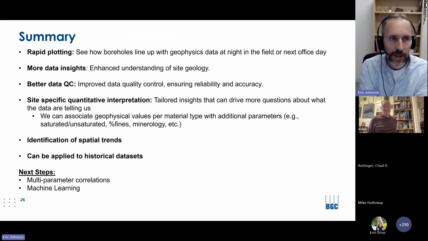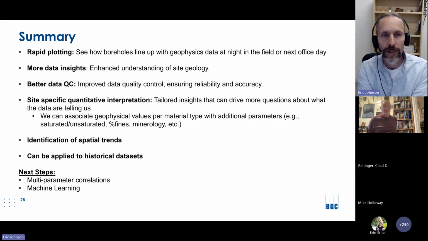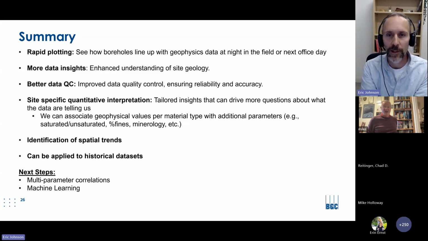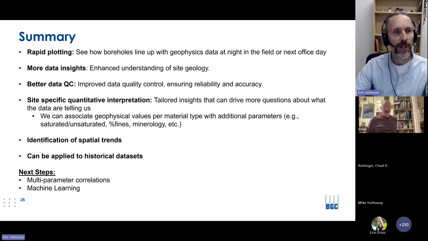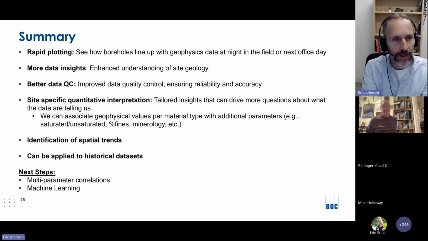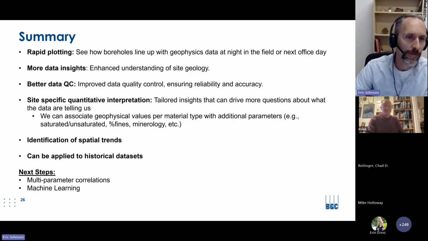In summary, just having the program quickly plot boreholes along the data has been really helpful and something that we can do at night in the field or the next day in the office. We're getting more data insights into the specific site geology. We have better data QC. If there's an anomalous point, it becomes very obvious in these plots, and we can investigate, say, a seismic line that has relatively slow velocities. Maybe there's a fault that helps explain that anomaly.